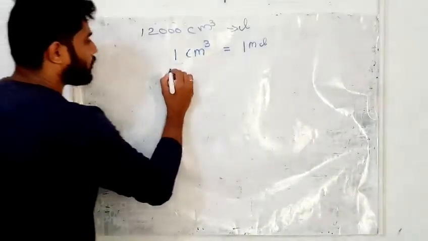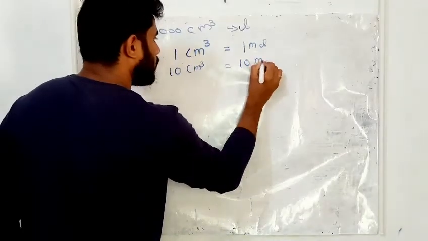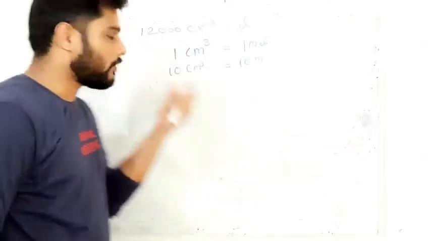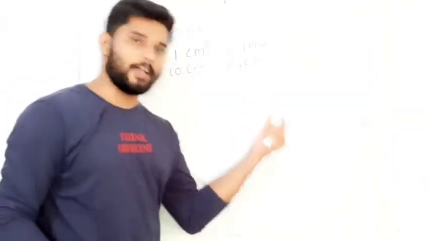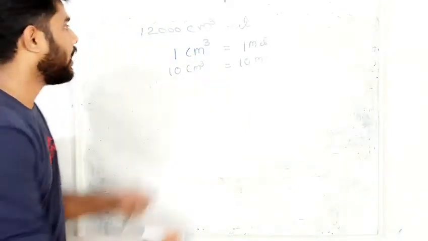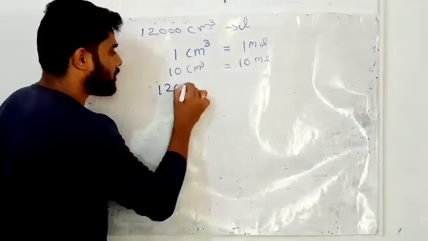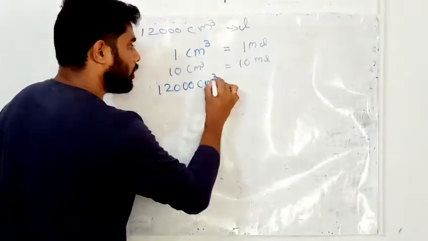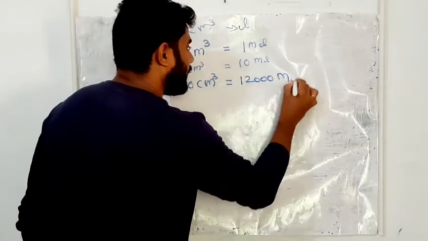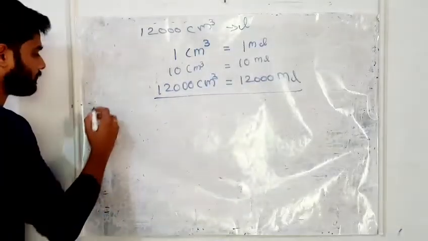So 10 centimeter cube is equal to 10 milliliter. 100 centimeter cube is equal to 100 milliliter. 500 centimeter cube is equal to 500 milliliter. Same way, 12,000 centimeter cube is equal to 12,000 milliliter. Clear?